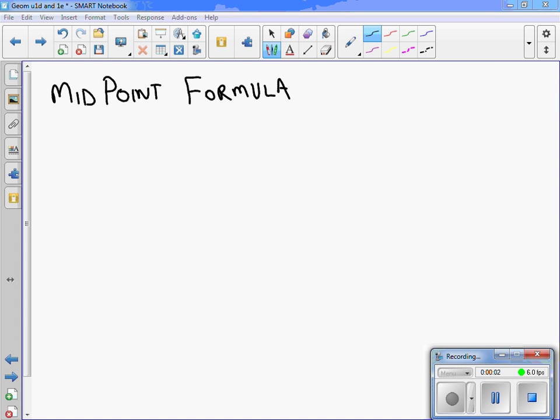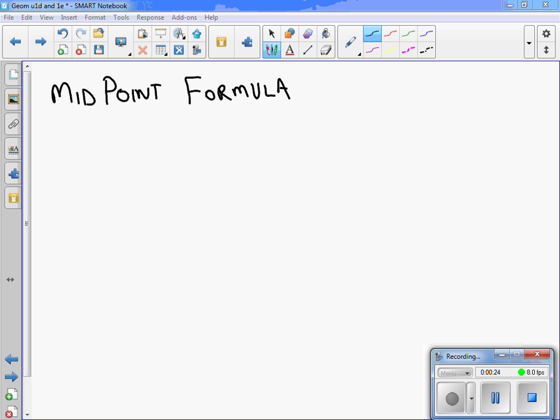This is Unit 1E, looking at the midpoint formula. What we're going to do is use the midpoint formula to find the coordinates of some endpoints, and we'll also use the coordinates of endpoints to find the coordinate of the midpoint. So basically, I'm going to give you two pieces of the midpoint formula.